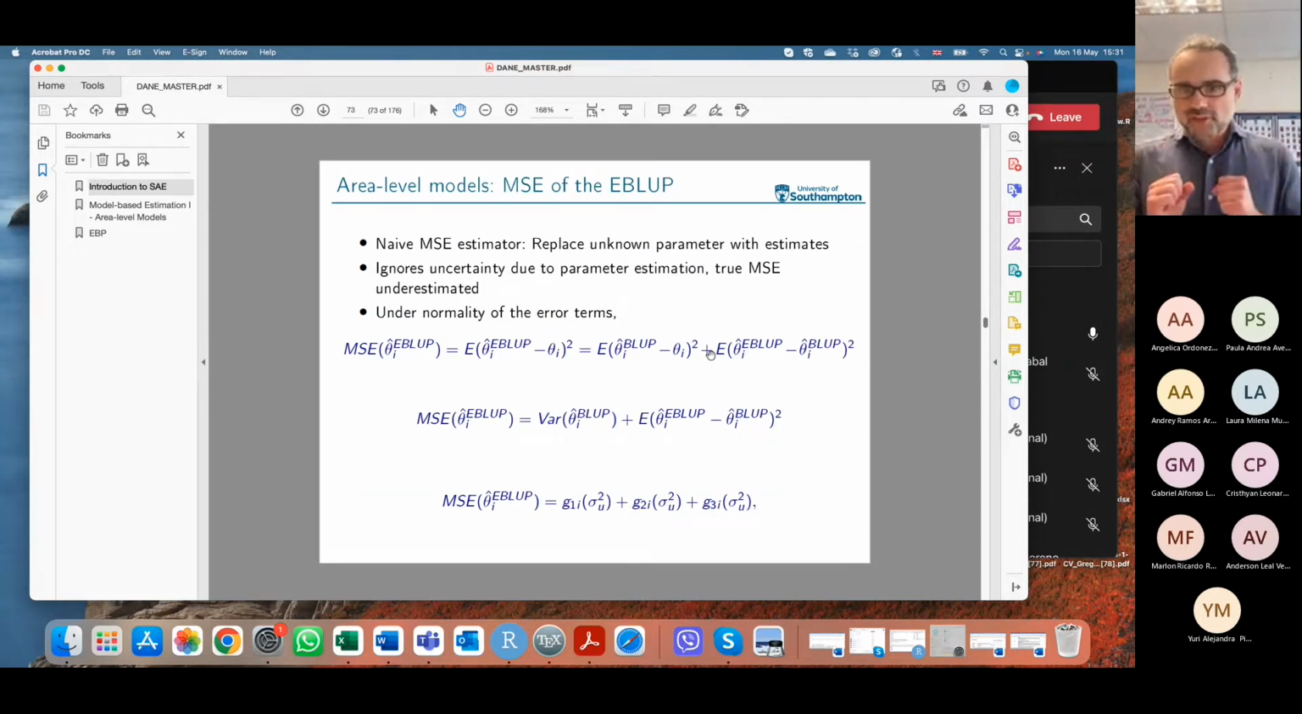What is the most difficult bit to get is the third bit. It's the expected value of theta hat_i EBLUP minus theta hat_i BLUP, squared. I will denote that by a term called G3 here. So this is the G3 term. And what I want to find now is an estimator of this mean squared error.